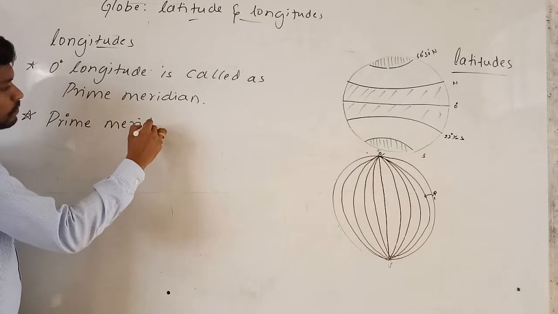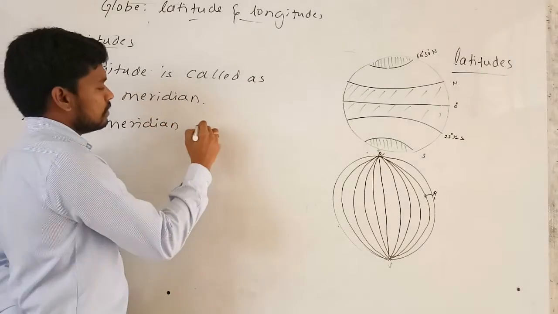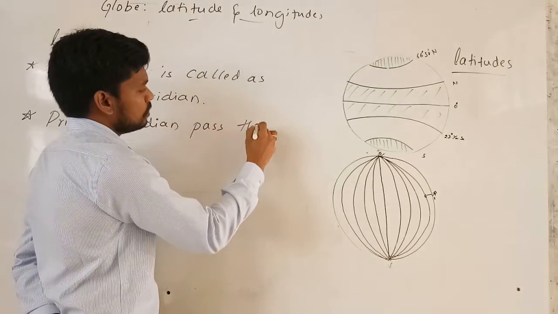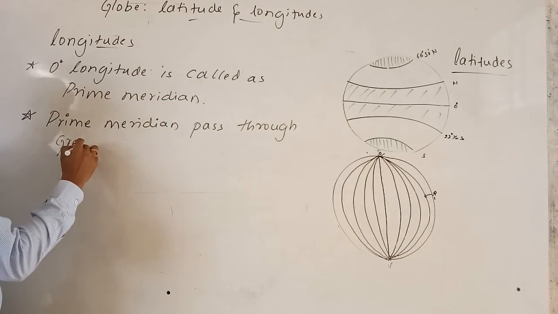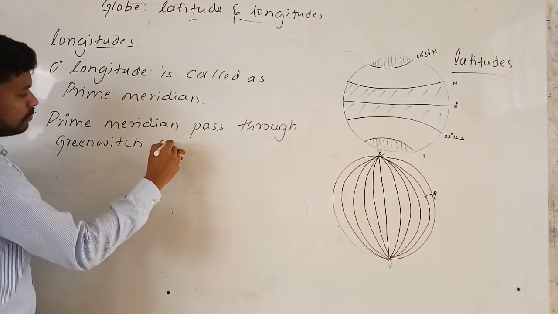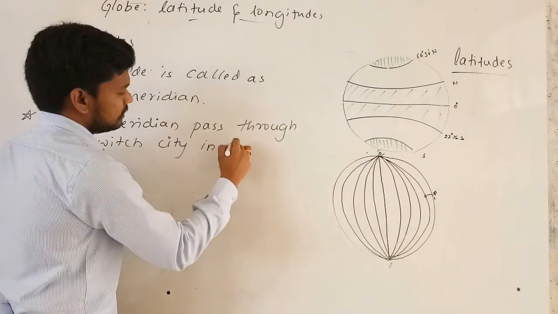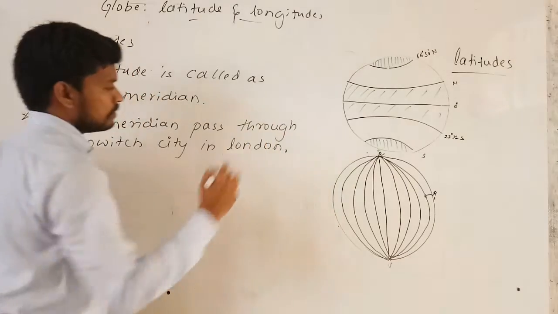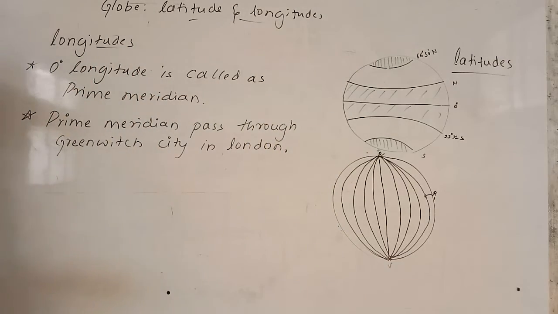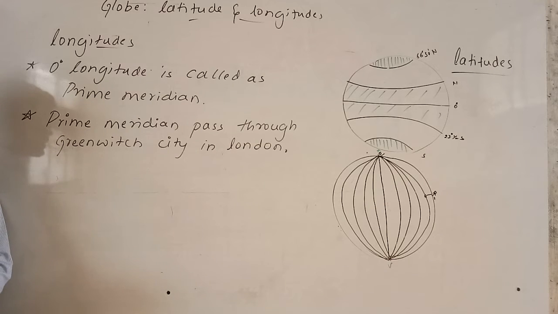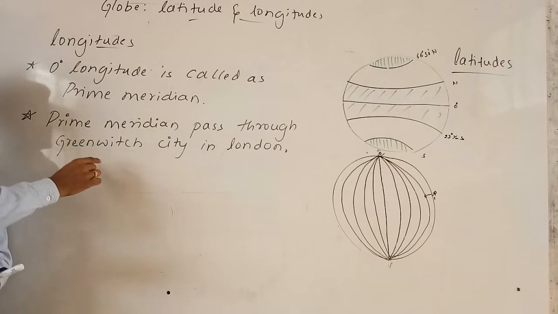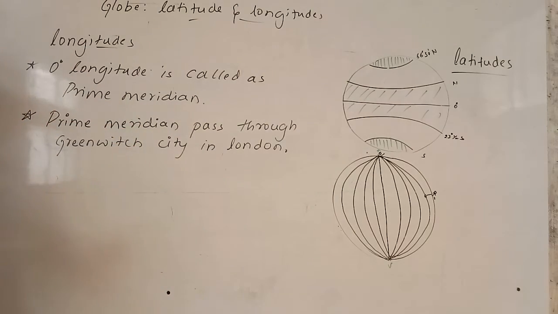The prime meridian passes through Greenwich City in London. In Greenwich City we have the British Royal Observatory. From there this longitude passes, so it's called the Greenwich Meridian.